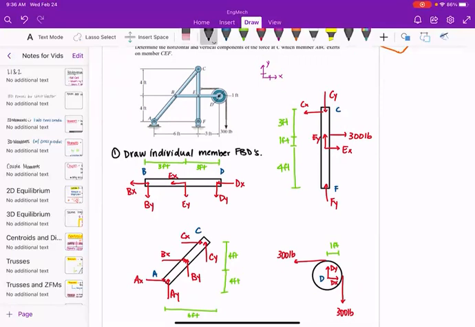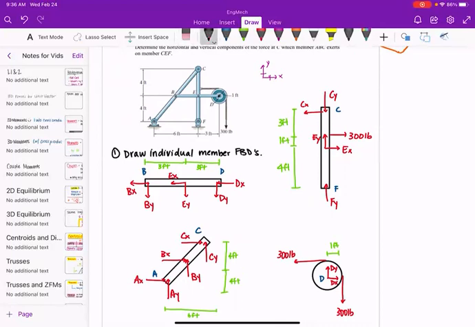Looking at AC, A is a pin, so I put AX and AY. B is a pin that I pulled already, so I have to make sure that they're equal and opposite here to here, which they are, because on BD I drew them down and to the left, and on AC I drew them up and to the right, so that's good. And then on C, I have a pin that I pulled, so that becomes CX and CY.